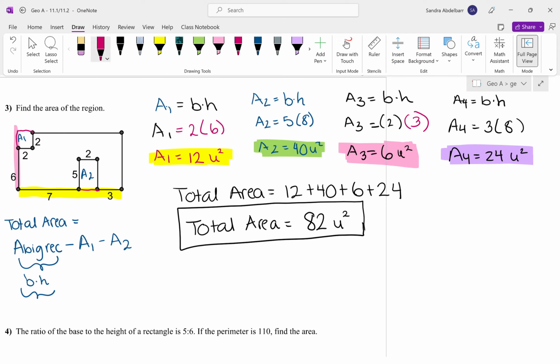But isn't that a rectangle? So opposite sides are congruent. So if that top is 2, the bottom is also 2. So my total base is not 10. My total base is what? 12. So we are 12 times the height.